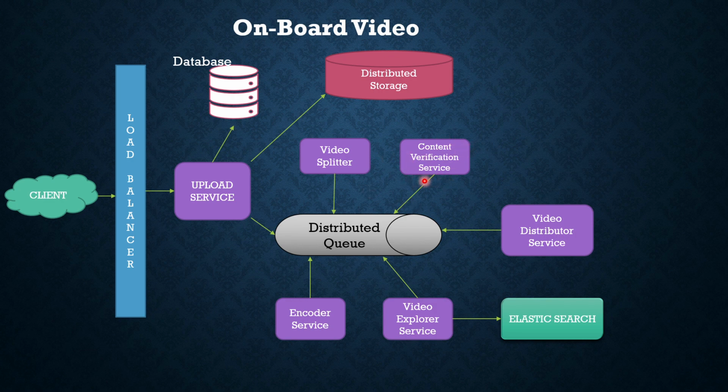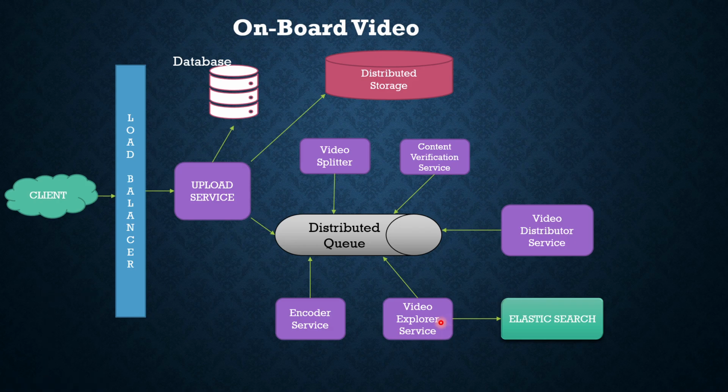For each chunk, if something like that is found, it will be blocked. That video will be blocked and a notification will be sent to the client saying that your video is not up to the mark to be uploaded. Otherwise, the content verification service will again put a notification in this queue saying that the contents are okay, it's good to go. The next piece of the puzzle here is the Video Explorer service.